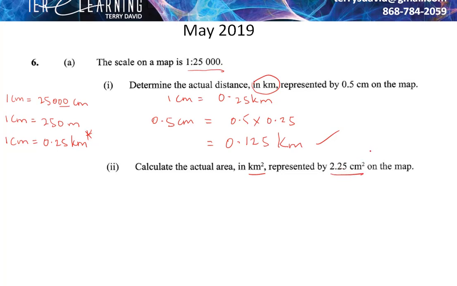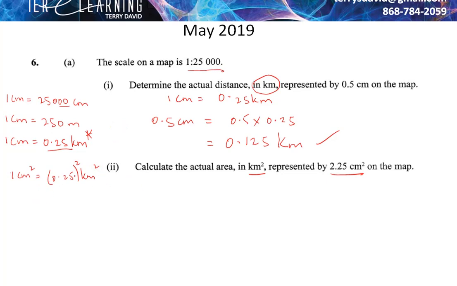Now, how do we do that? 1 cm squared on the map is equal to, now remember 1 cm is equal to 0.25 kilometers, right? So 1 cm squared is simply equal to 0.25 squared kilometers squared, right? That's what that means.